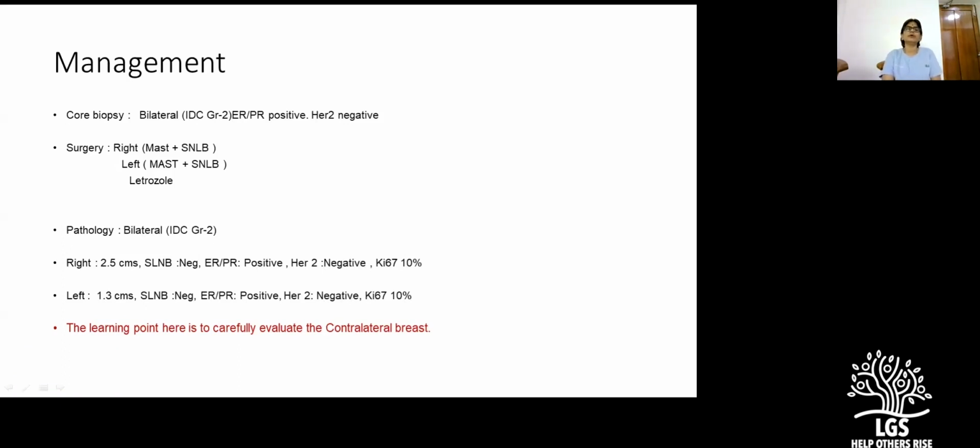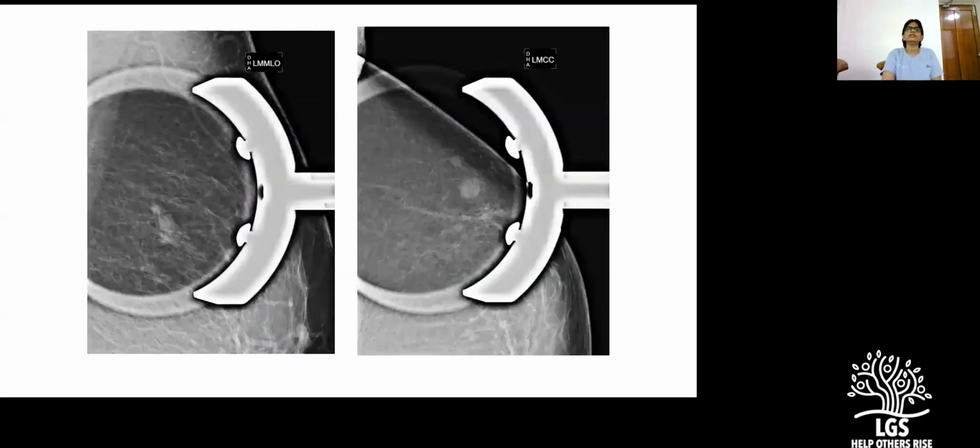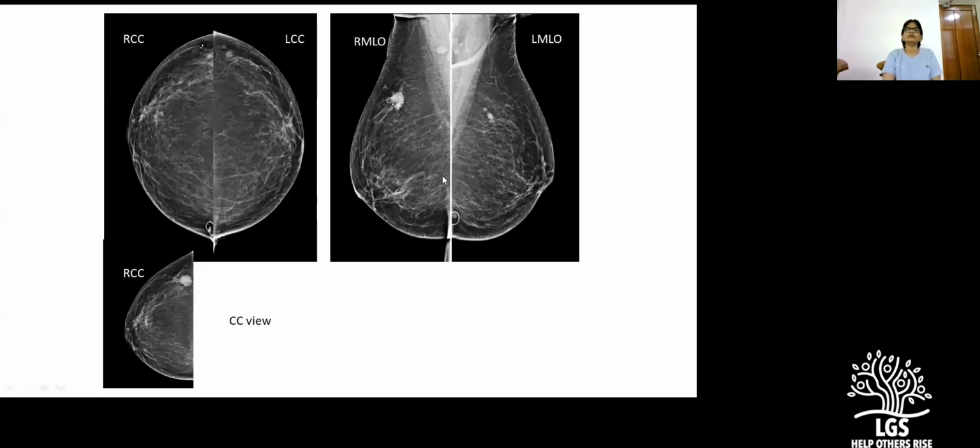So the learning point here is to carefully evaluate the contralateral breast. If you see, this breast is predominantly fatty. This is a reasonably well done mammogram, and here we've done a little extended CC view to include the lateral aspect of the breast as well. It is a predominantly fatty breast, where less than 25% of the breast is fibroglandular tissue, most of it is fat. And so it is very easy to pick up lesions in a fatty breast.